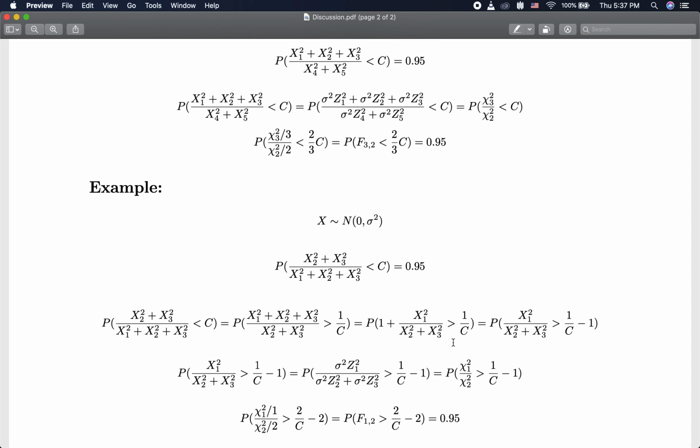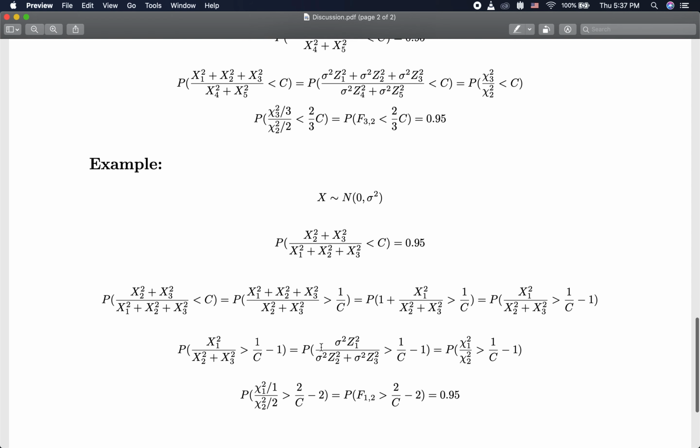Now I just copy down this one here, and everything is back to normal. We are going to use the standard normal distribution to construct the x here. So sigma times z, and then we have to take the square, so sigma squared, z squared. Same thing for the denominator, and then greater than 1 over c minus 1. Again, here we will have chi-square with degree of freedom 1 on the numerator, chi-square with degree of freedom 2 on the denominator, and then greater than that.